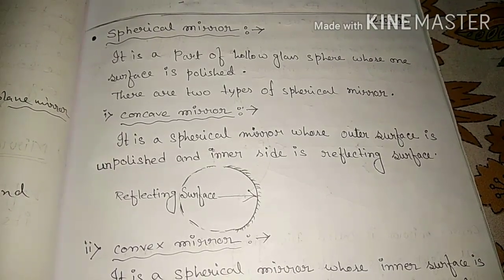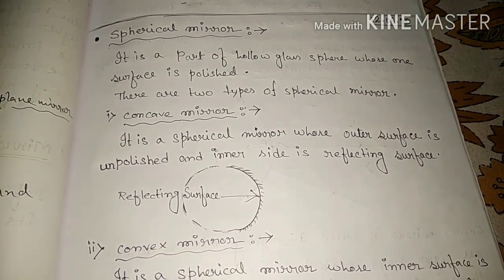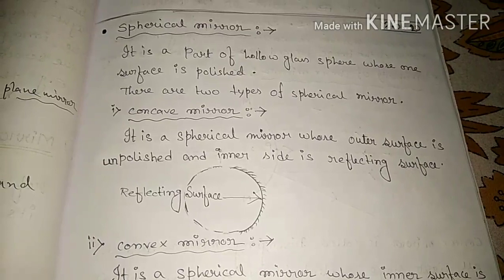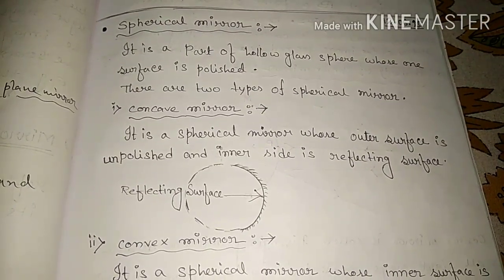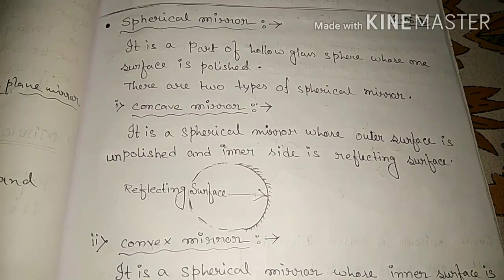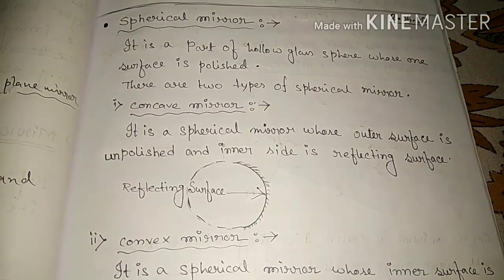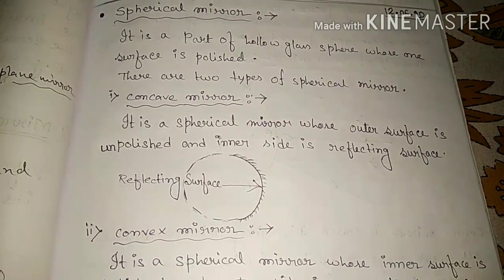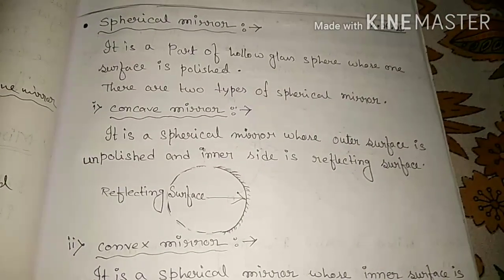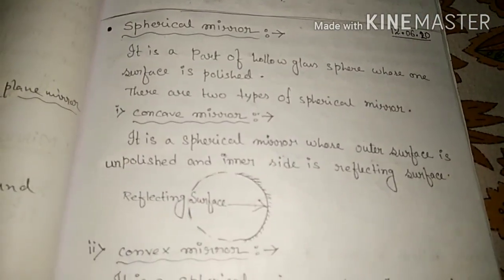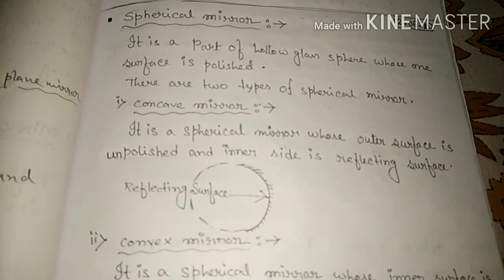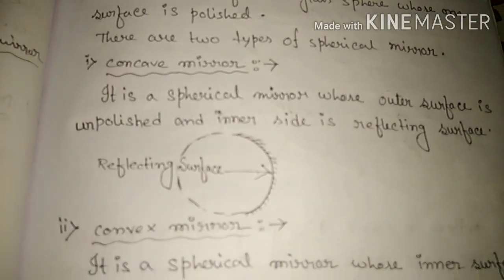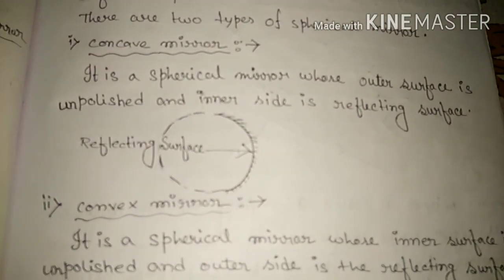So spherical means a sphere. The structure looks like a sphere. A spherical mirror is a part of a hollow glass sphere whose one surface is polished. Polished means a shiny, reflecting surface. Clear? Depending upon the position of this reflecting surface, innerwards or outerwards, spherical mirrors are of two types: one is a concave mirror, another one is a convex mirror.